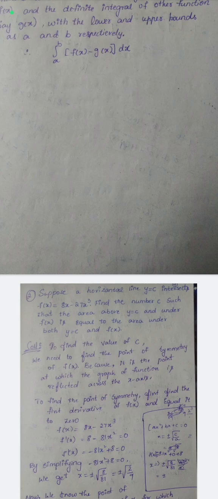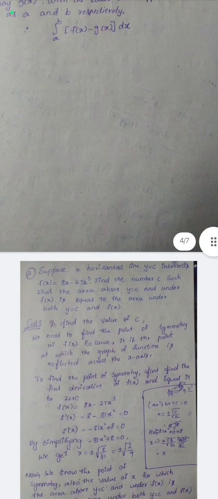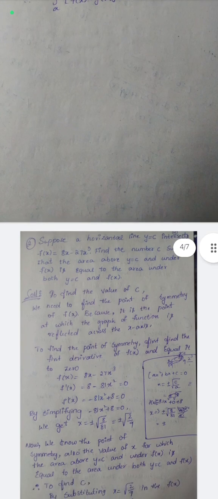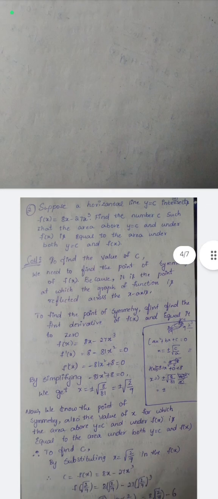reflected across the x-axis. To find the point of symmetry, first we need to find the first derivative of f of x and set it equal to 0. Once we differentiate and simplify, we get minus 81x squared plus 8 equals 0. We get x equals plus or minus the square root of 8 over 81. After simplifying, the final value is plus or minus the square root of 2 over 9.